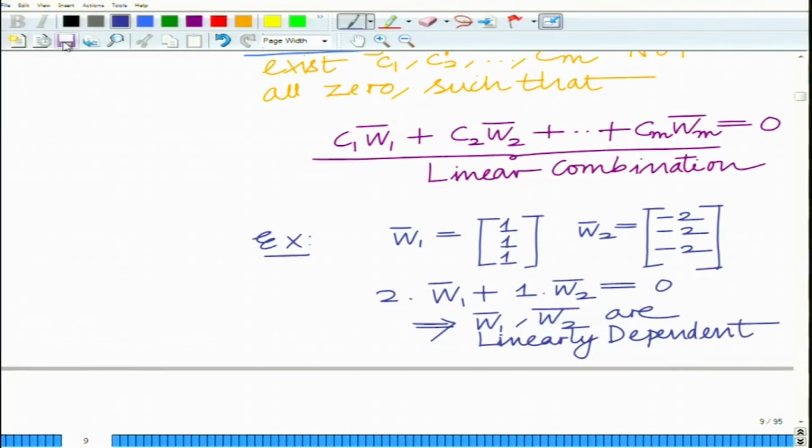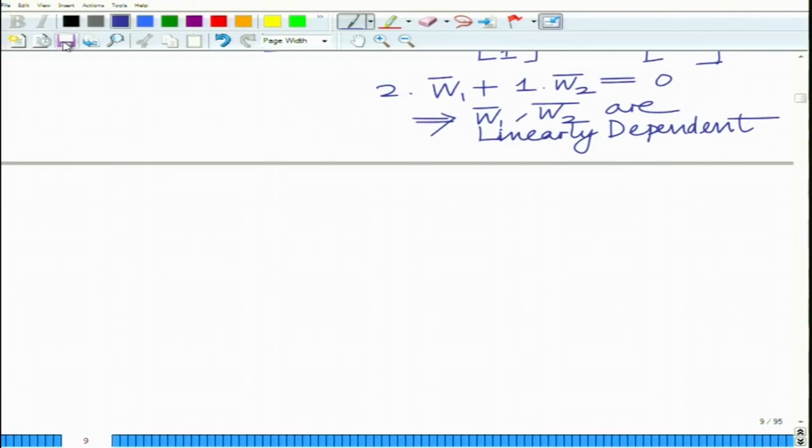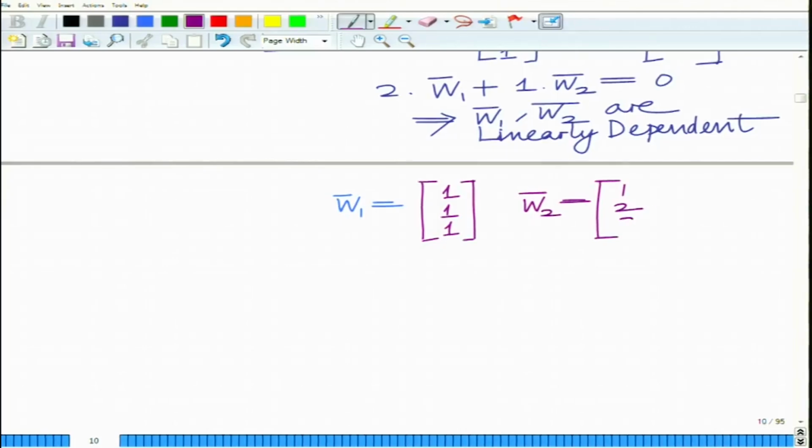These are linearly dependent. Now, on the other hand, consider another example, w bar 1 equals 1, 1, 1 and w bar 2 equals 1, 2, 3. You can quickly verify that w bar 1 comma w bar 2 are linearly independent.